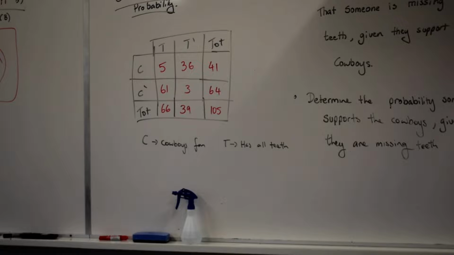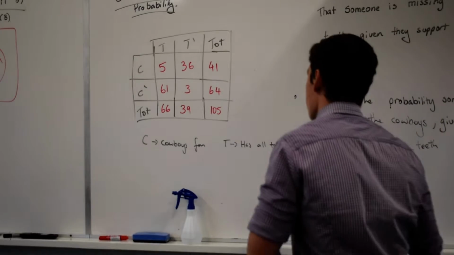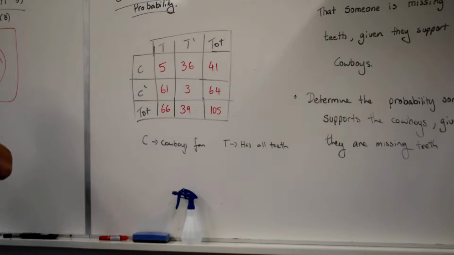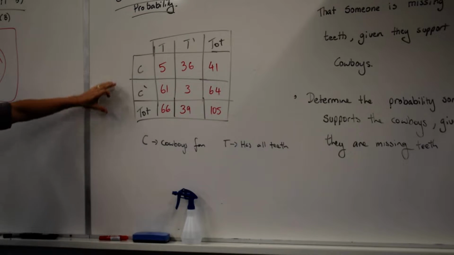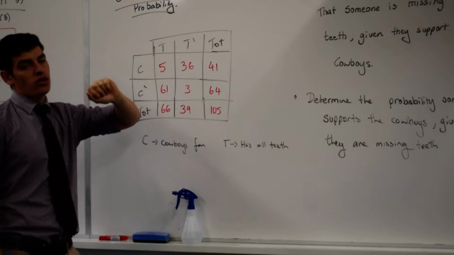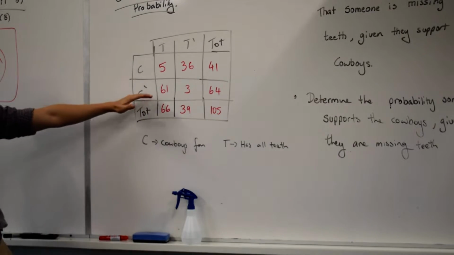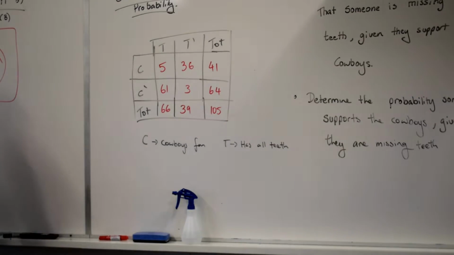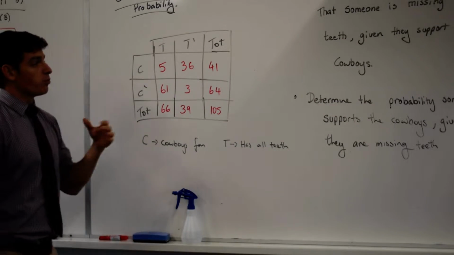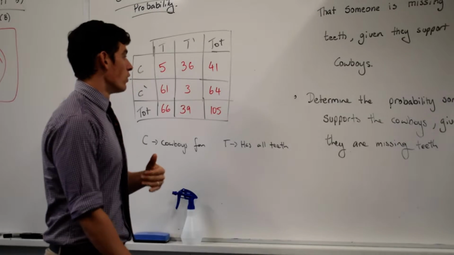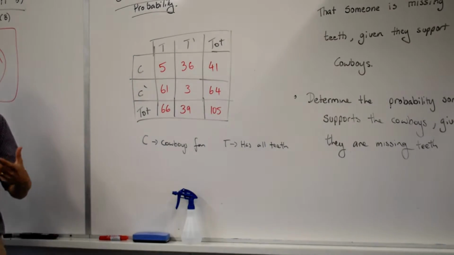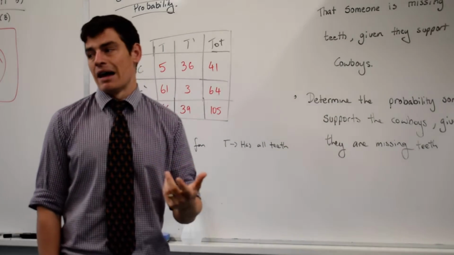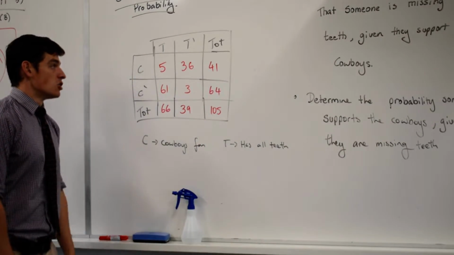So, we're going to look at conditional probability. Here we've got a two-way table which represents C as our Cowboys fans and T as having all your teeth. Which means that if you are not a Cowboys fan, you're C dash, and if you're missing teeth, you are T dash. So for conditional probability, it's just saying, if I already know one thing about the population or one thing about the person, about the sample, what does that mean about the other? Or what can you tell me about the probability surrounding the other?